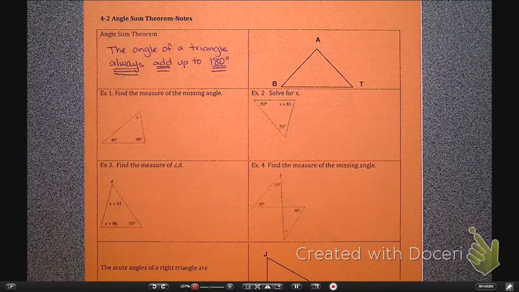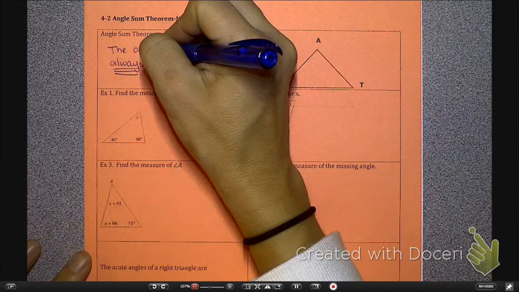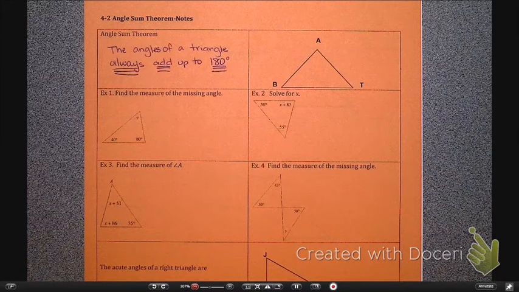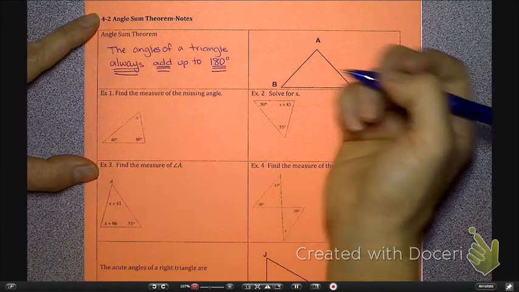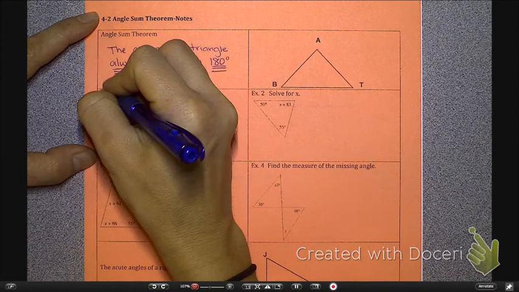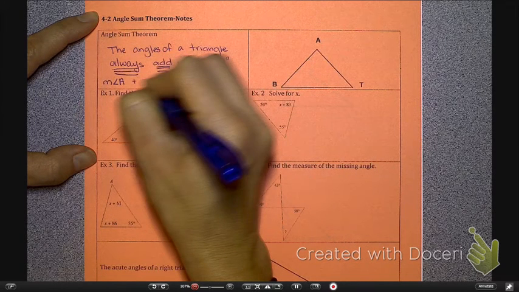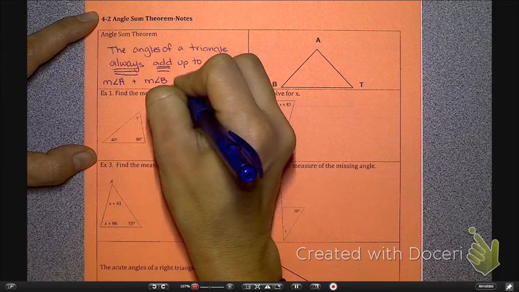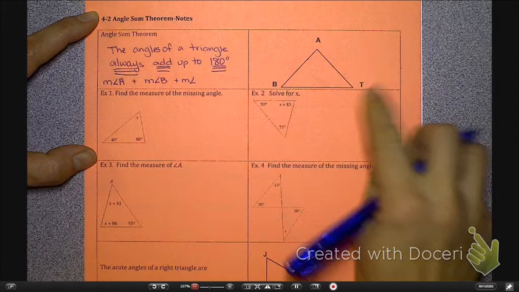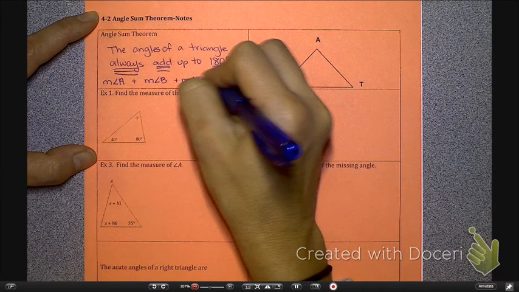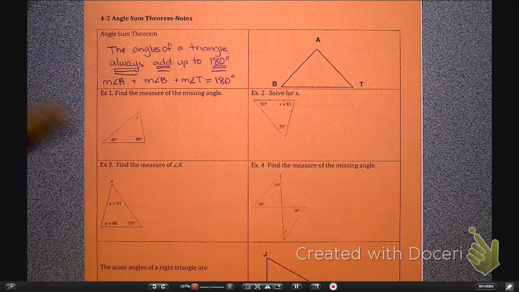It says the angles of a triangle always add up to be 180 degrees. Exactly. In every triangle. It doesn't matter if it's an obtuse, a right, an acute. It doesn't matter. Okay? So, what that means is that in this triangle, the measure of angle A plus the measure of angle B plus the measure of angle T all add up to 180 degrees. Okay?